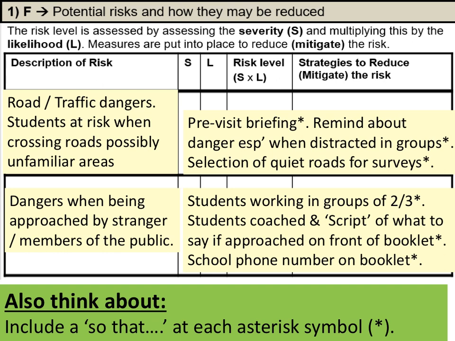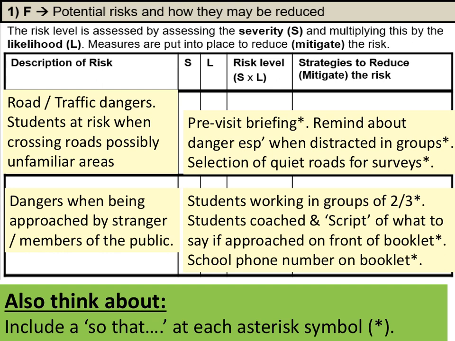Section 1F. One of the aspects that we're asked to talk to you about as students is the potential risks and how might they be reduced. So this could come up in an exam question, and the question might be identify the risks and suggest how they might be reduced. Now, as teachers, every trip that you go on, what's called a risk assessment will have taken place, and that's measured by assessing the severity of the risk or the potential risk and multiplying this by the likelihood of the risk. So you end up with a risk level, which is L multiplied by S.